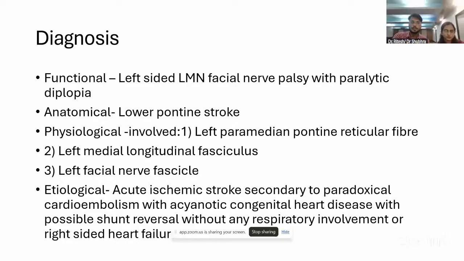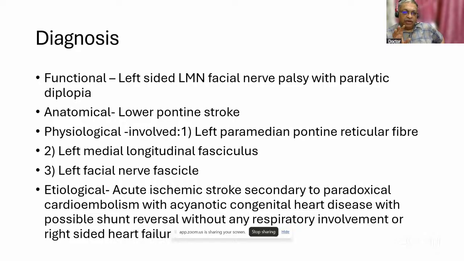Then we will look at the upper half of the face. The most obvious is eye closure, whether the person can close the eye or not. That is the most prominent thing. Besides this, in upper motor neuron facial palsy there is dissociation of facial expression: during emotions the movement will be present, but voluntary movement will be absent. In lower motor neuron type, emotional as well as voluntary movements both will disappear.